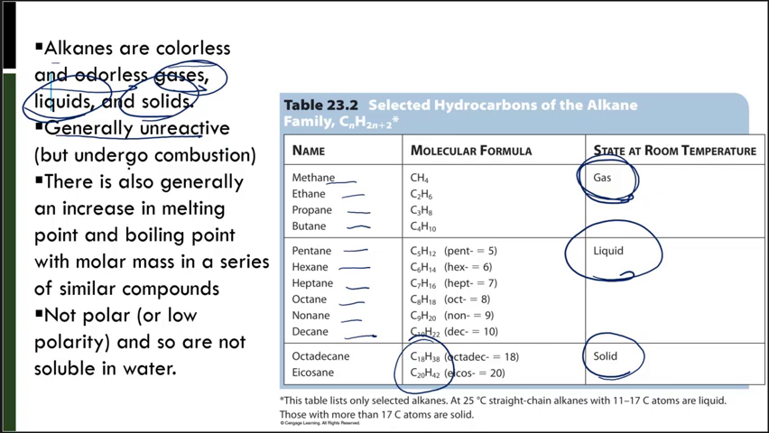They're generally unreactive, but they do undergo combustion. There's also generally an increase in melting point and boiling point with molar mass. So as we add more carbons and hydrogens, our molar mass increases as we go down. We then have an increase in our melting and our boiling points. They are not polar. We have all carbon and hydrogen bonds, which are nonpolar bonds. All of these hydrocarbons are not soluble in water.